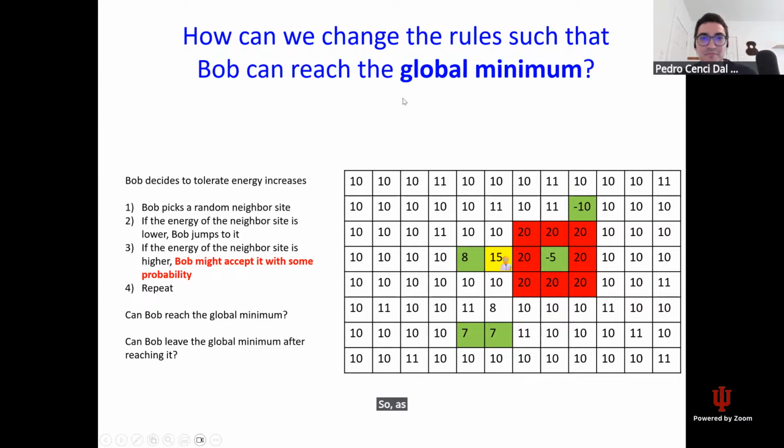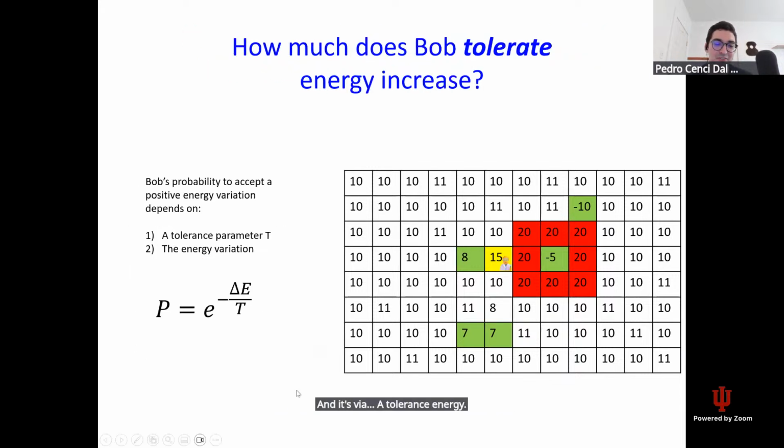So as Troy suggested, and then Suramya also pointed to, more or less, if we let Bob accept increasing its energy with some probability, then there is a chance that Bob reaches the minus 10. However, there is also the possibility that Bob gets out of the minus 10 position. There is a way we can control how much Bob tolerates increasing its energy, and it's via a tolerance energy function.